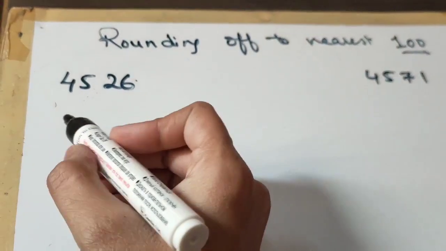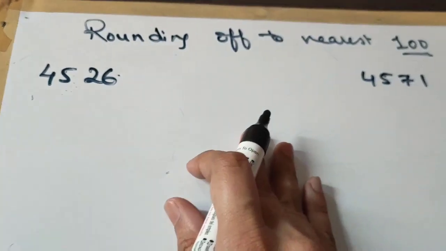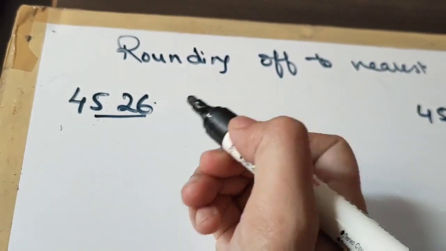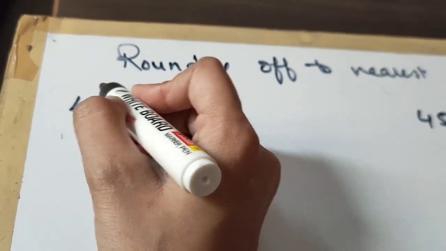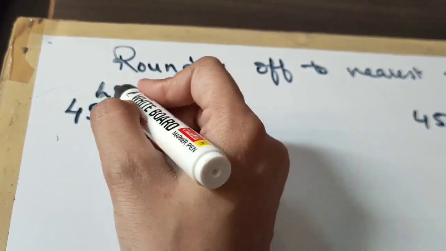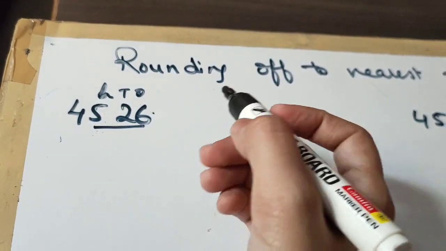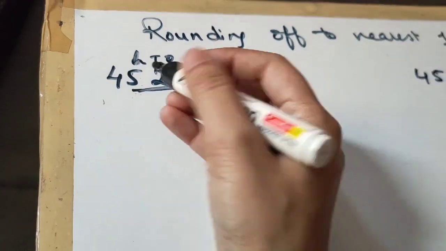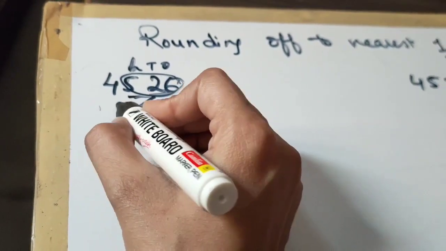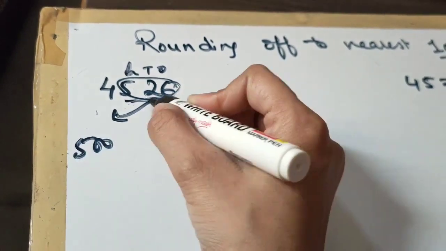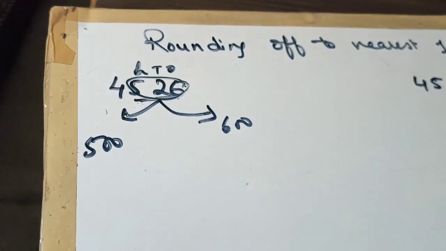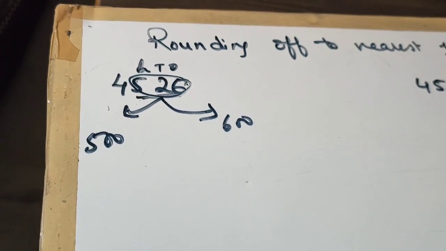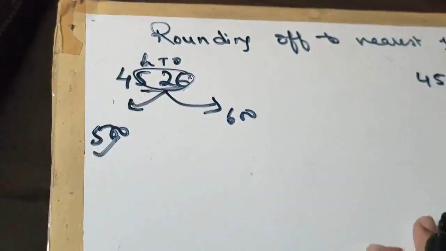Now the question is 4526. So nearest 100, that means this is at 100 place, this is tens and this is ones. So now 526, what will we do? 526, is it near to 500 or 600? Tell me, students. It's 526, so it is near to 500.